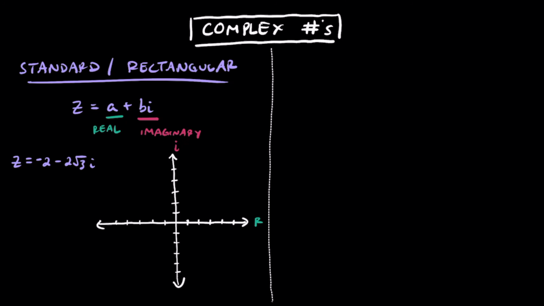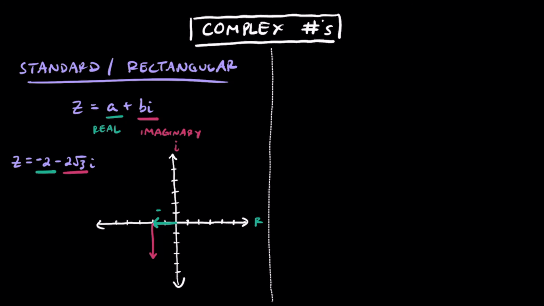Okay. So this form really isn't too bad. If you take this negative 2, which is the real part, you just start at the origin and you move 2 units towards the left. Okay? And for this negative 2 root 3, if you plug that into a calculator, that's roughly negative 3.46. That just means we're going to be moving 3.46 units down here. So right around here sounds good.